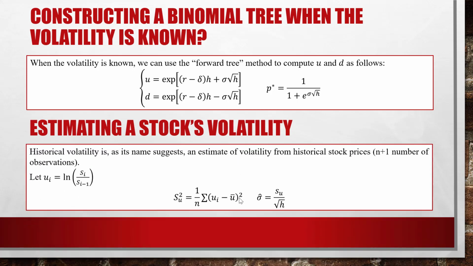Historical volatility is, as its name suggests, an estimate of volatility from historical stock prices, with n plus 1 observations. Let u_i be the natural log of S_i over S_(i-1). So s_u squared is the sample variance. We have to use the sample variance formula in order to find s_u squared. That's the basic thing in statistics. So s_u squared is 1 over (n minus 1) times the summation of (u_i minus u bar) squared. And the estimate of volatility is sigma hat, which is equal to s_u over square root of h.